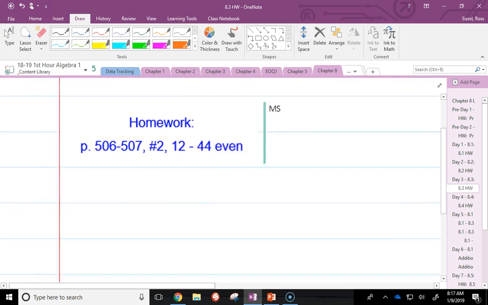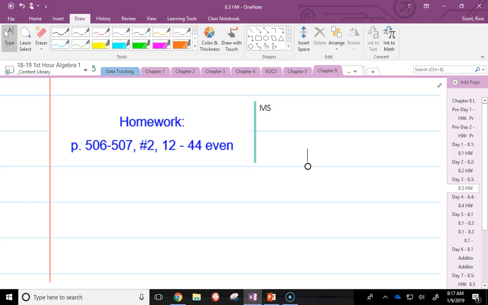Homework, page 506 through 507. Wait, what? Numbers 2, and then 2 through 44 even. 12. 40. What did I say? You do number 2 and 12 through 44. There you go.